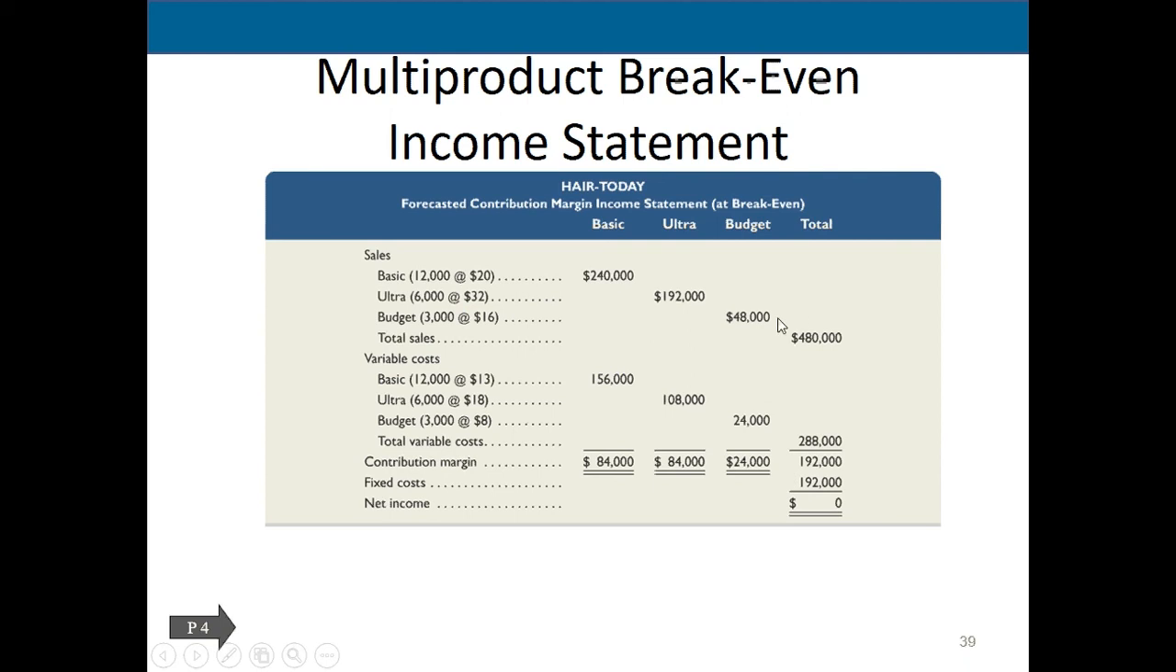Take the whole 480,000 in sales, there it is, minus the 288,000 in variable cost, and that gives us 192,000 contribution margin, and it's exactly what fixed cost is, and that's exactly break even. When contribution margin is equal to fixed cost, we have a net income of 0. So the theory works. The way we did it completely worked it out, and we can prove it right there.